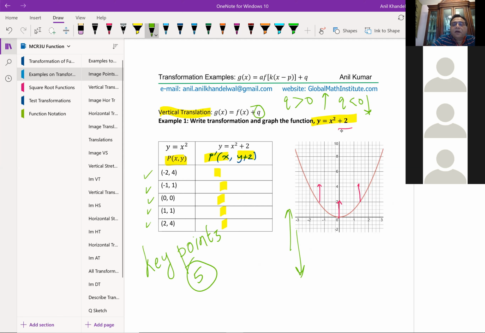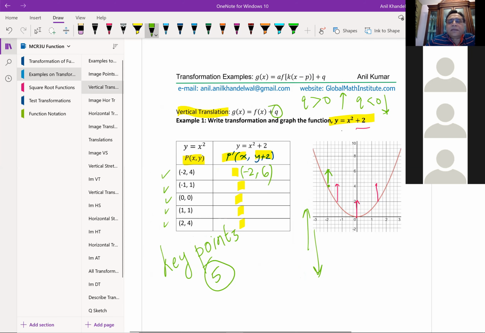So basically, you know the transformation, the x value is remaining same. So in this case, x value remaining same will remain as minus 2, but the y value instead of 4 will become 6. So at minus 2, the value which was at 4 will now move to 6. You can see it is a vertical translation of 2. Likewise, you will do for all the points. Select few, especially these 5, and sketch your parabola. It will look something like this.